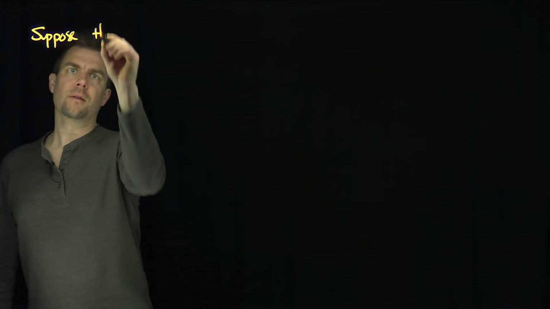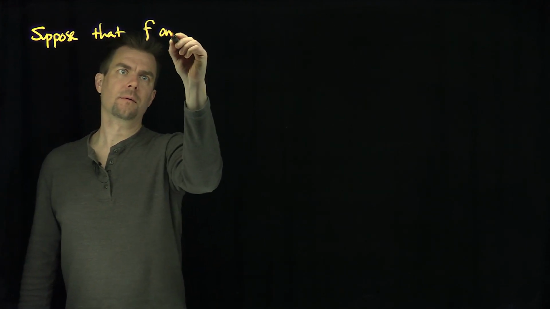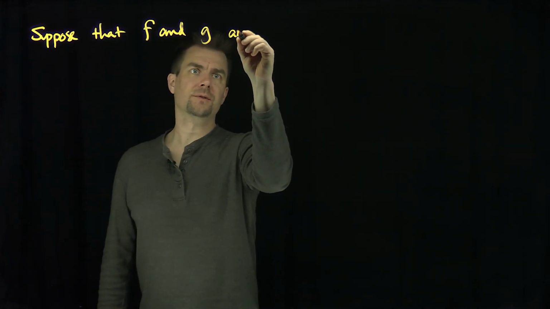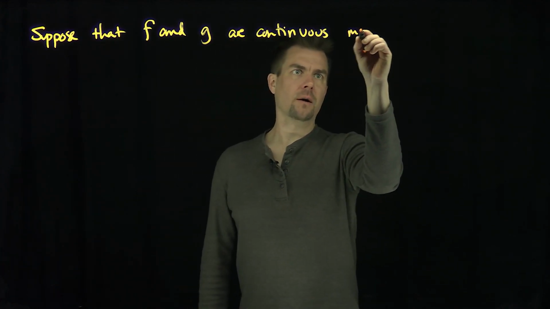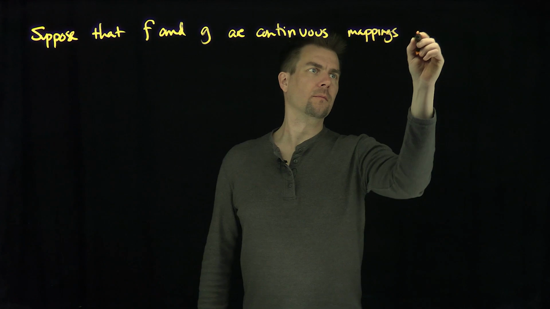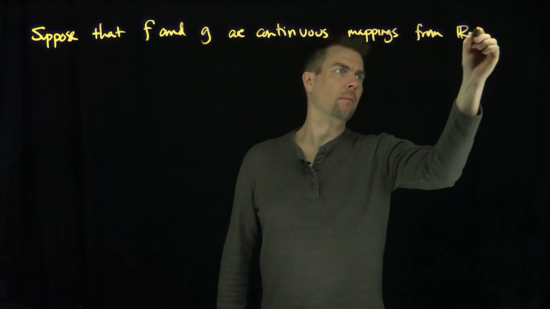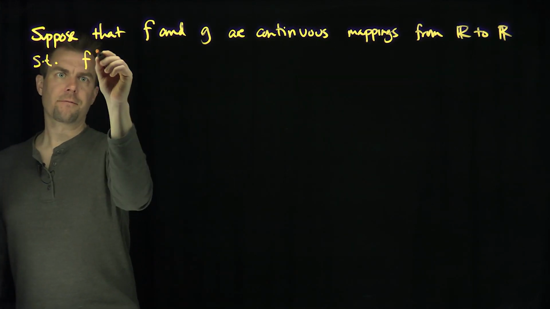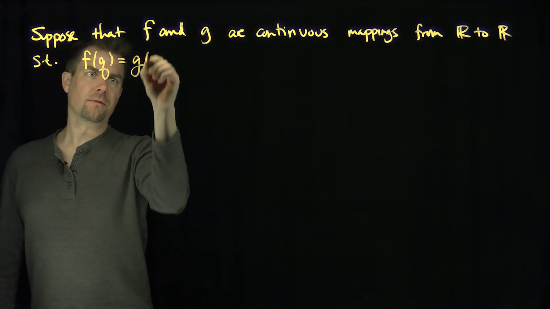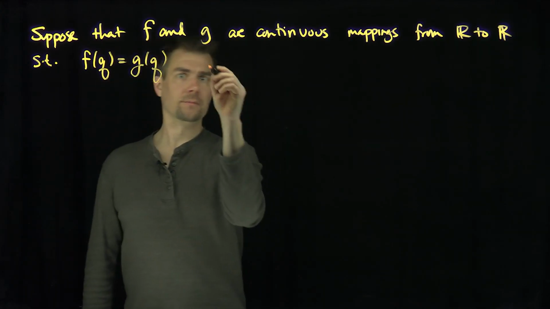Hello students, in this video we'll see two examples of using continuity along with density to prove that two functions coincide. Let's suppose, in the first example, that f and g are continuous mappings of R to R, such that f of q is equal to g of q for every rational number.